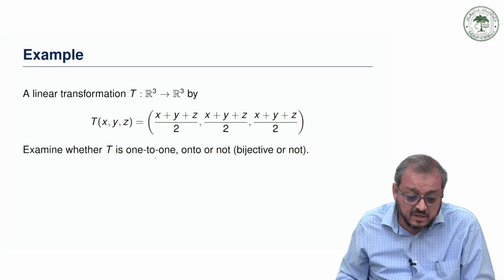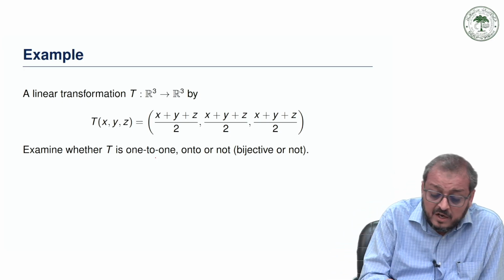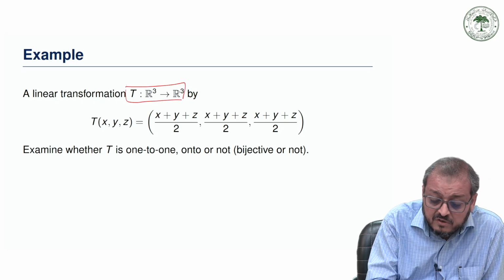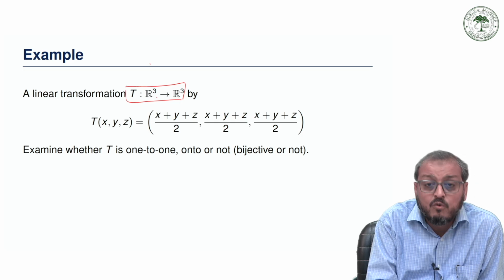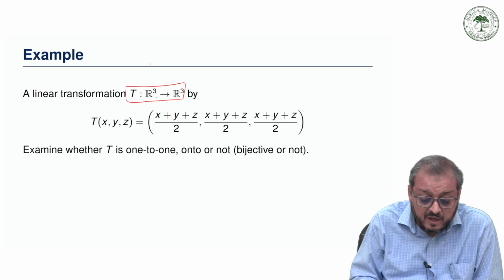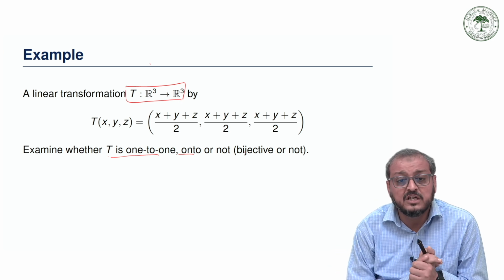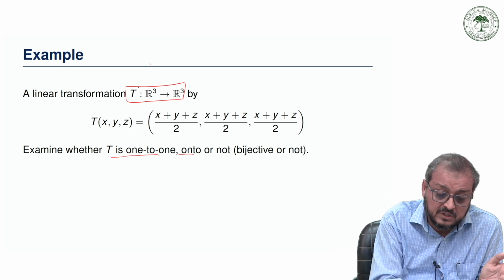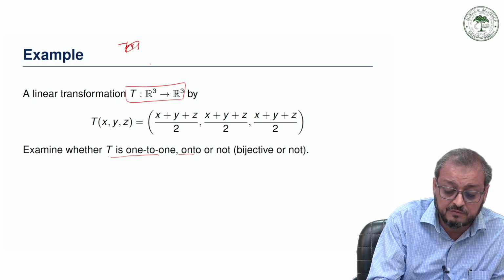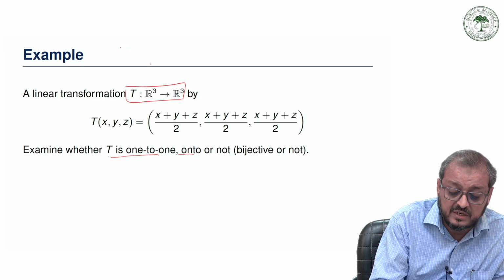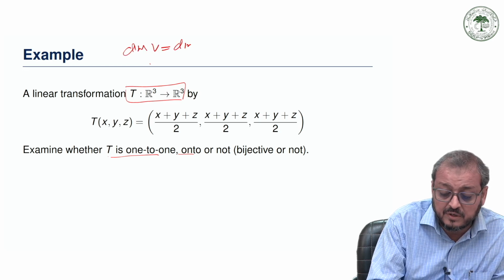Okay, so now we start. Let's try to check this. Now you see we are given that both the vector spaces V and W have the same dimension. So we check whether the map is one-one, onto, or bijective or not. We have a result: we just have to prove that the dimension of V is the same as the dimension of W.